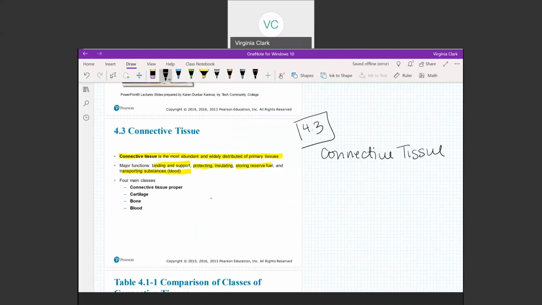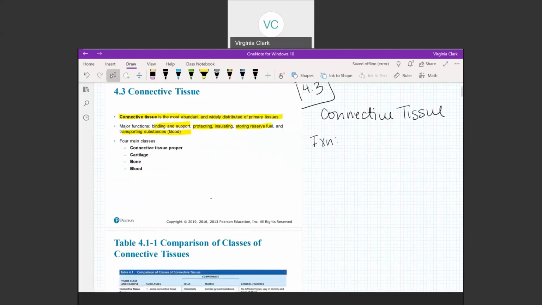When we're looking at the overall functions for this connective tissue, the ones I want you to keep in mind as we go are really binding and support, because the tissues we're going to talk about connect things. But they're also going to protect, insulate, and store things. So just keep those in mind throughout these next couple of sections.